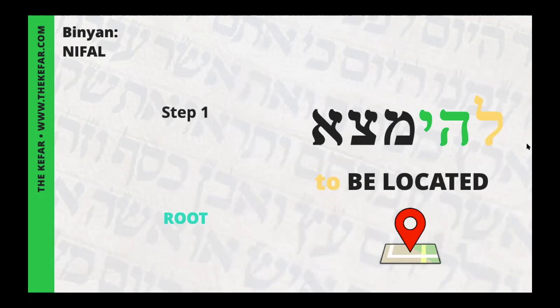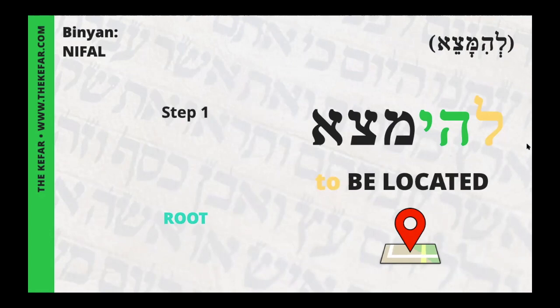So the nifal pattern that we are going to learn today is for verbs that end in alef. So the last letter of the root is alef. And this is a pattern that's going to be familiar to you from other binyanim because we've seen pa'al and pi'el verbs that end in alef, and the pattern is very similar. And the verb that we are going to use is lehimatse, and here it is with nikud. And lehimatse is to be found, to be located, or to be in or at a particular place.